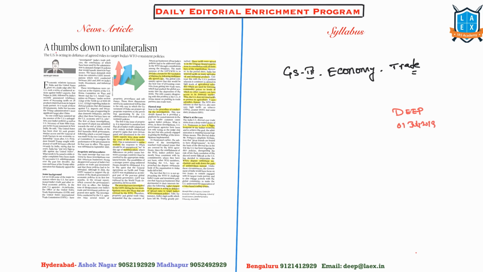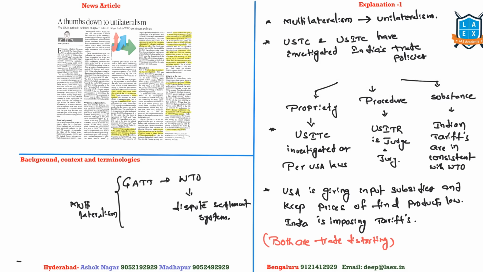The first article for discussion: a thumbs down to unilateralism. This article we can connect to economy. Economy is in GS Paper 3, and in economy we can talk about multilateral and bilateral trade related issues. In this context, you need to understand a bit of the background.